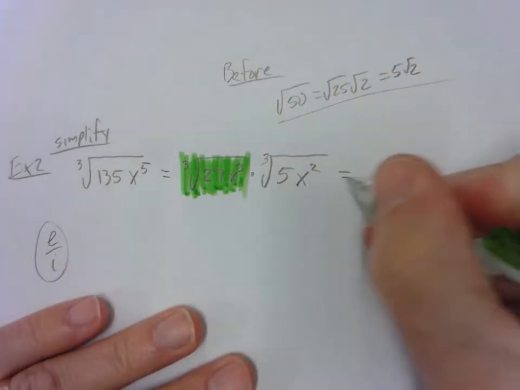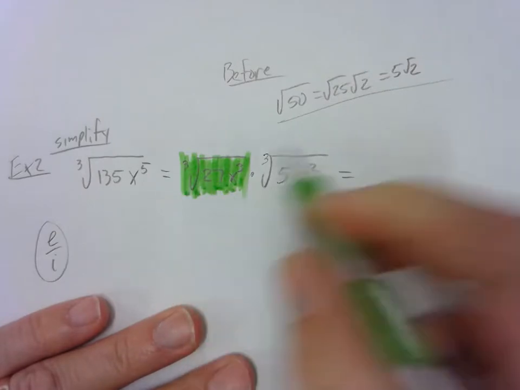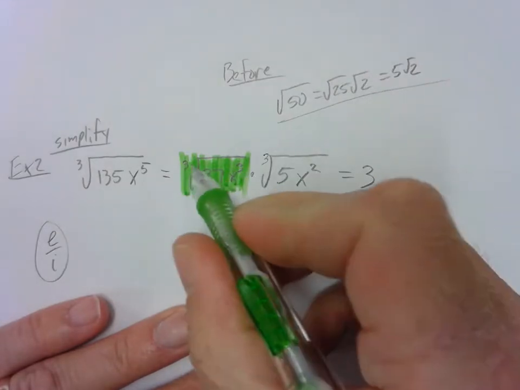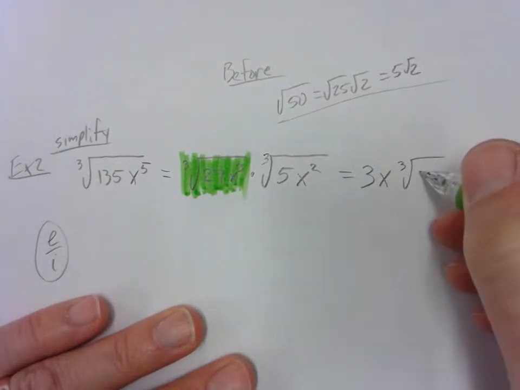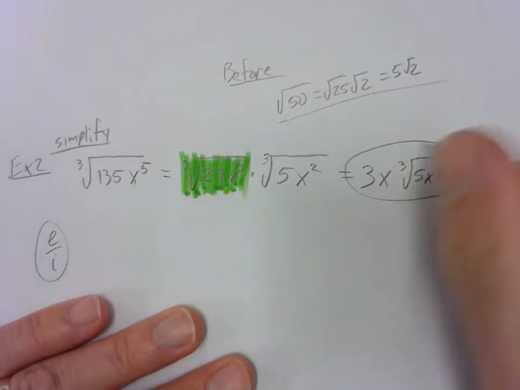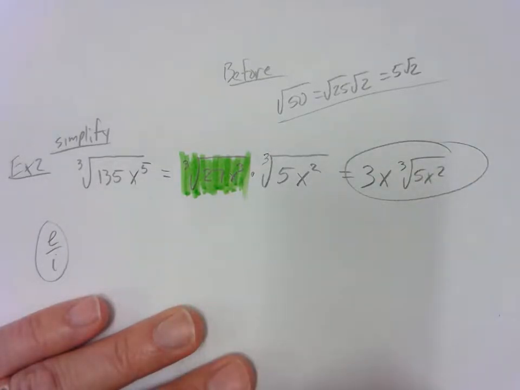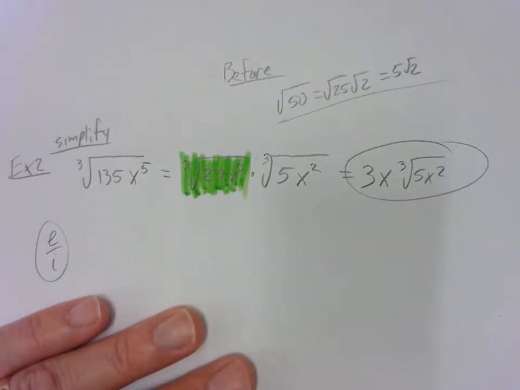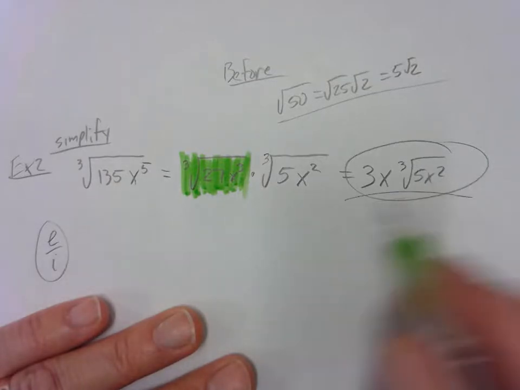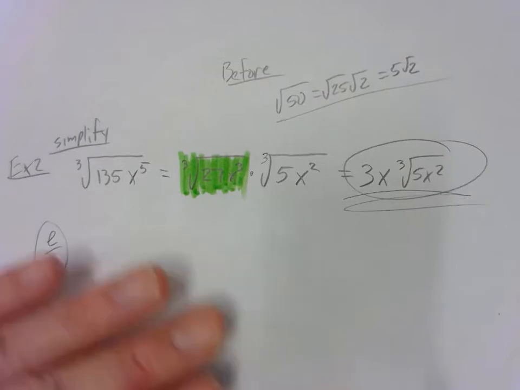So the answer to this is the cube root of 27, of course, is 3. 3 divided by 3 is 1. And the leftover piece is cube root of 5x squared. We're not going to worry about the absolute value in this section so much because we're going to say that all of the x's are positive, so we don't have to worry about absolute value. So there's the answer to this one. That's considered simplified.